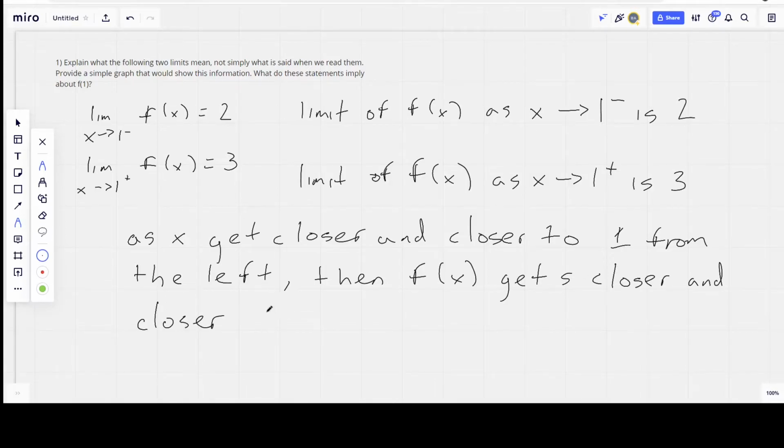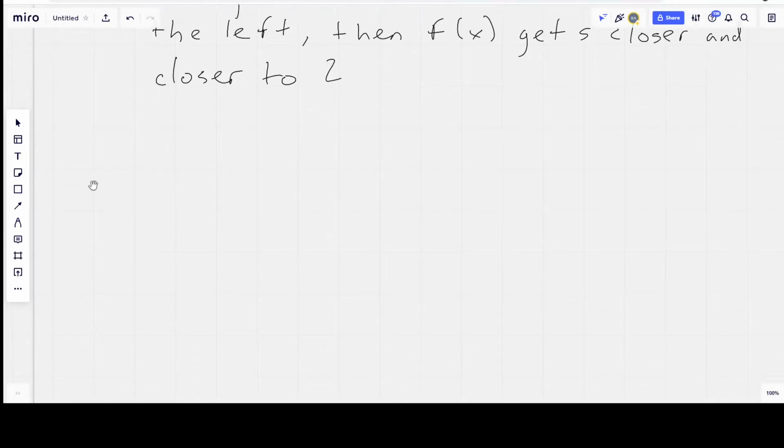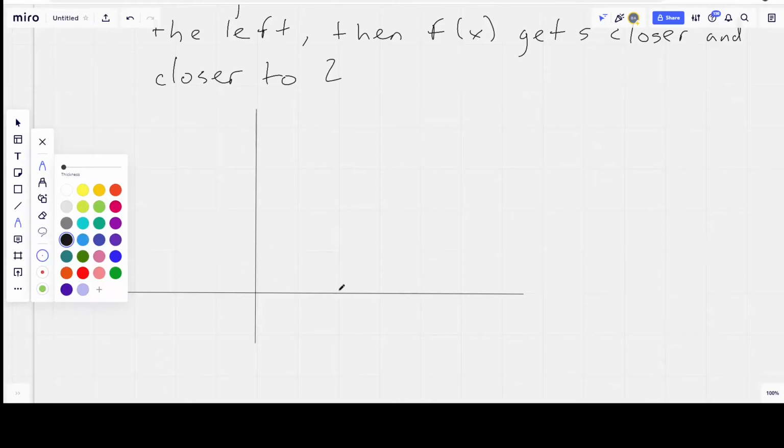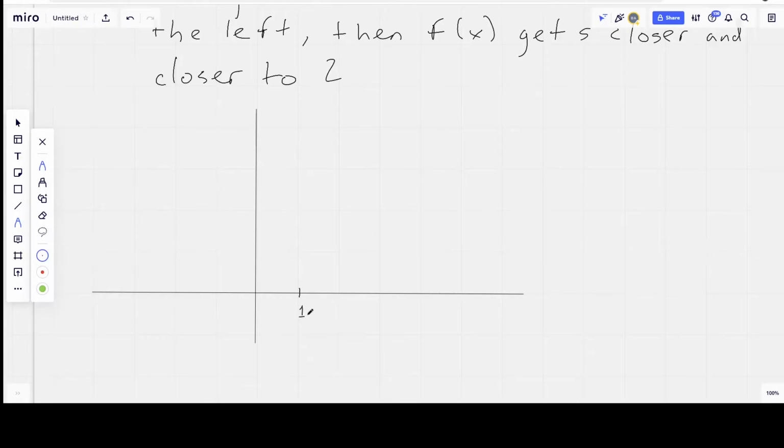So we're going to make a graph for this to show what this means. We won't make it too crazy. It says provide a simple graph. So let's get a coordinate plane going, and we'll put some hash marks in here. And really what I'm most concerned with is the hash mark here at 1. So that's our x value that we're getting closer and closer to. And then the hash marks on the y-axis at 2 and 3.